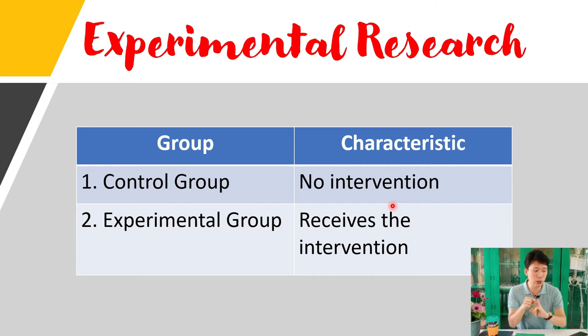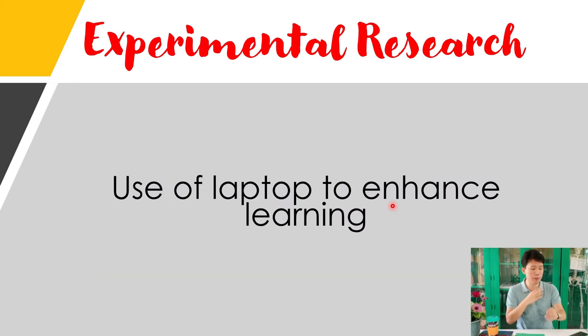The control group, since it is controlled, receives no intervention. You let them be as they are. The other one is the experimental group. You experiment on them, they are the ones you give the intervention to. We have here an example. Many people say that with gadgets, studying becomes faster, and of course, it equates to higher grades. So, you want to test if using a laptop could really enhance learning. Therefore, your intervention is the laptop, and the variable that you want to measure is grades.